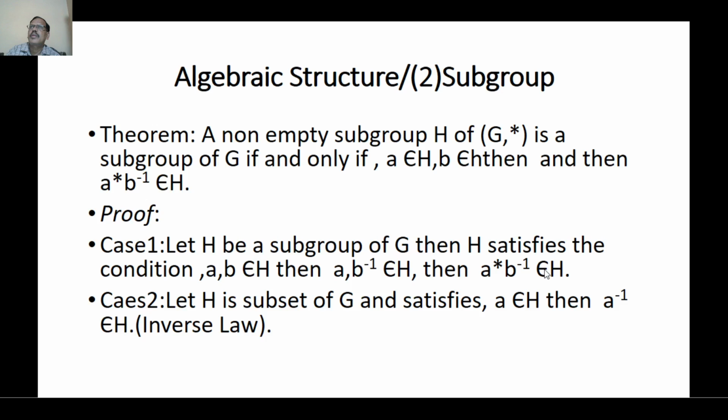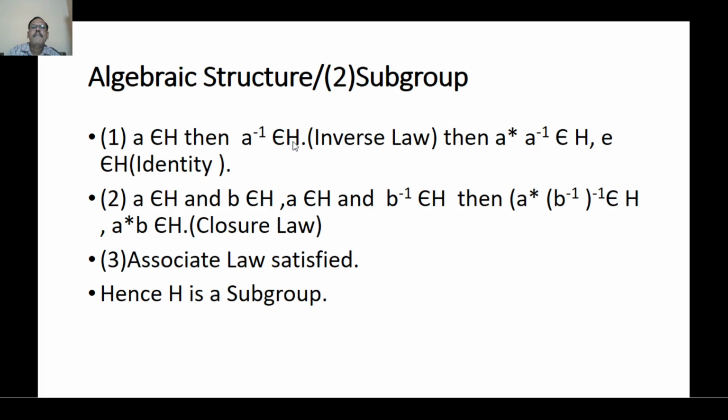Case 2: let H be a subset of G and satisfy this condition: A, B belongs to H implies A star B inverse belongs to H. So from that property you have to show all the properties. A belongs to H, A inverse belongs to H, then A into A inverse belongs to H. That is the identity element here.